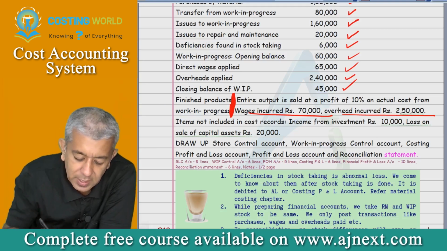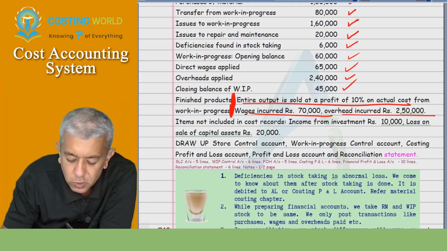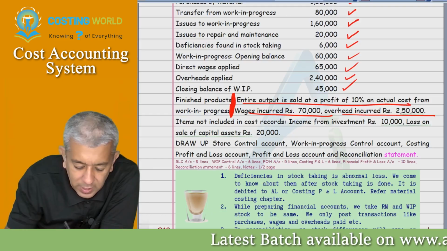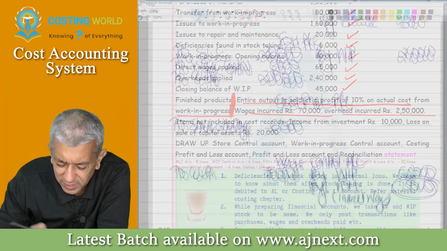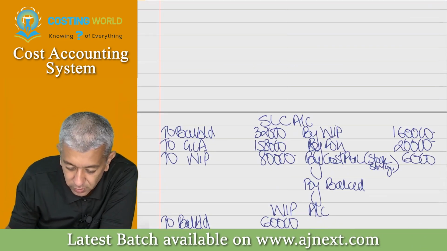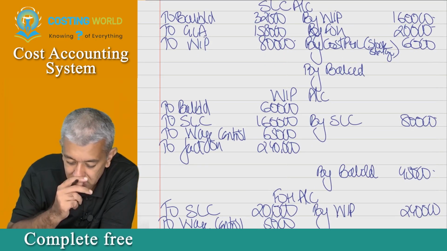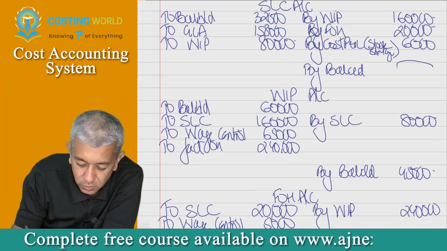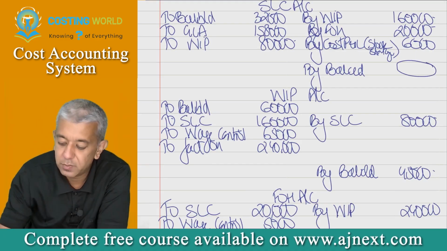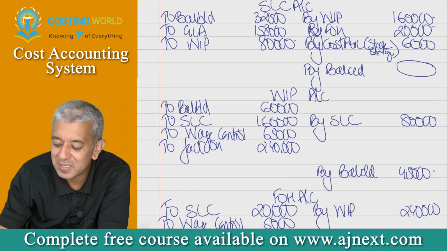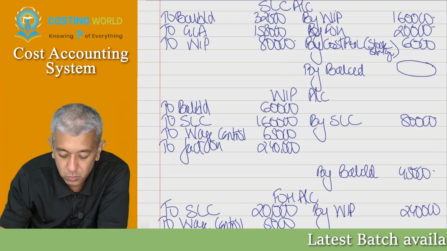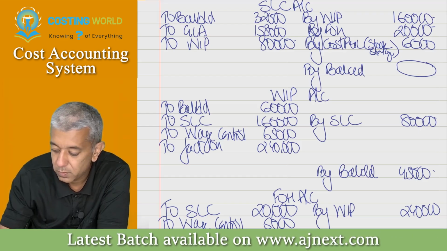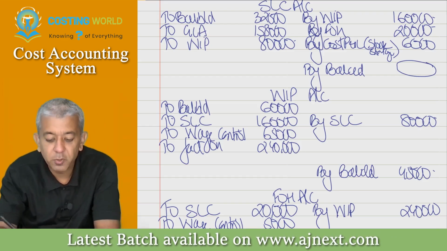Now see, entire output is sold at a profit of 10% on actual cost from WIP. That you all will understand in just a while. So let's do one thing first. Close this account now. I think this should be the only balancing figure. Please, everybody get the same balancing figure. Thank you. 84,000?